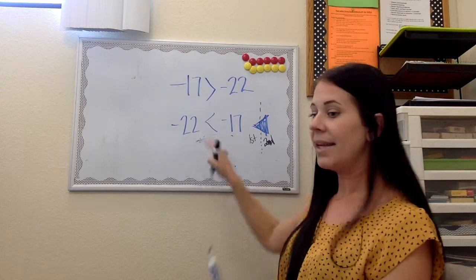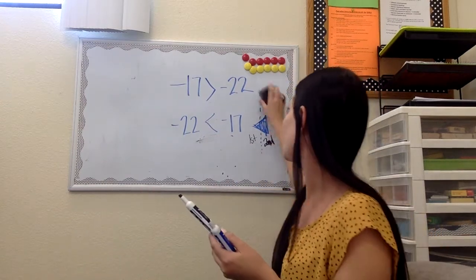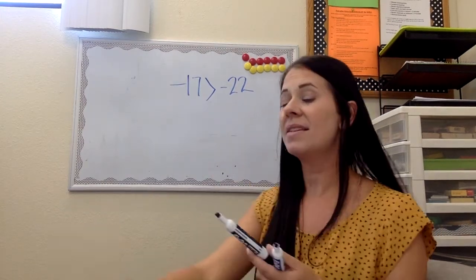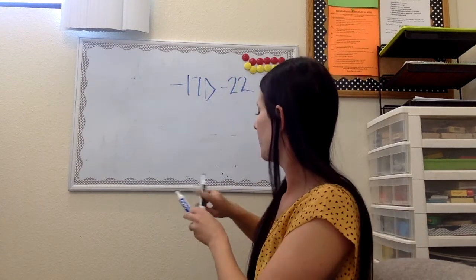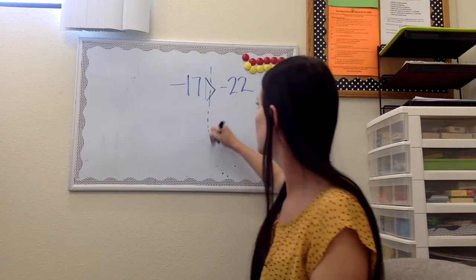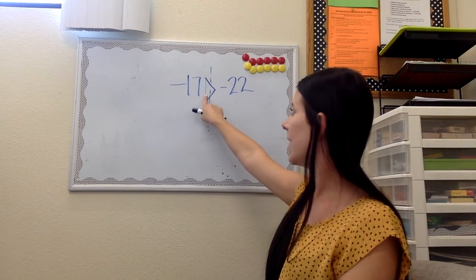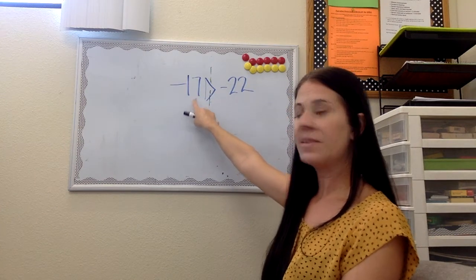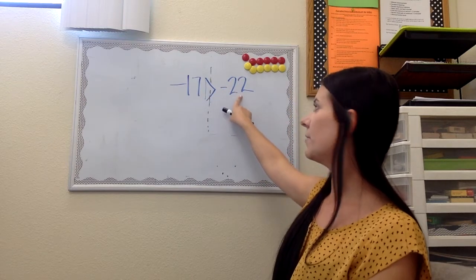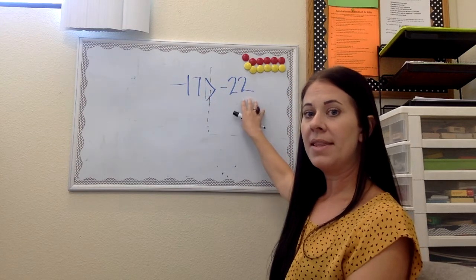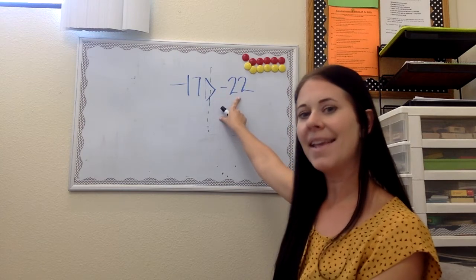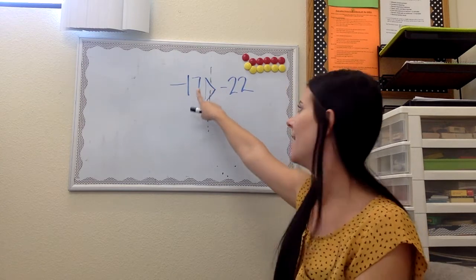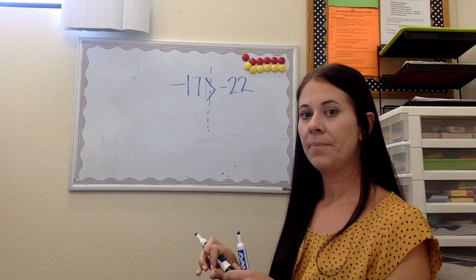So I can read, and this is what I want you to get to a place that you can do. I can read this forwards or backwards. Just envision this little triangle and envision it cut in half. If I read this side first, I get to the big side first. So I would say -17 is greater than -22. If I read this side first, I see the small piece first. So I would say -22 is less than -17.